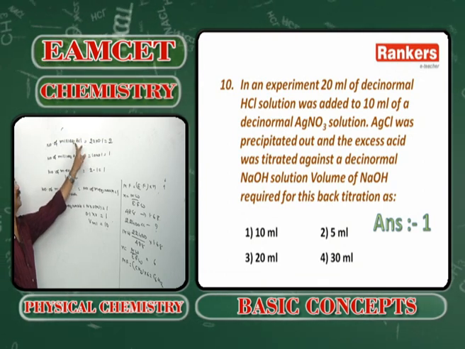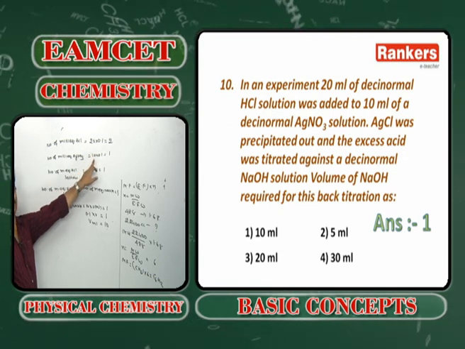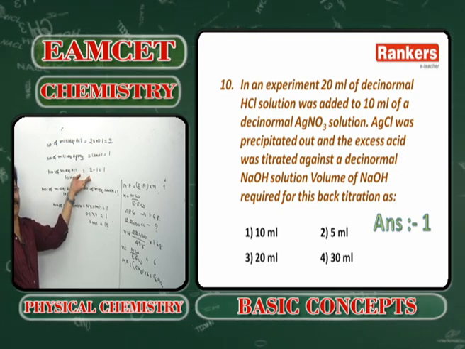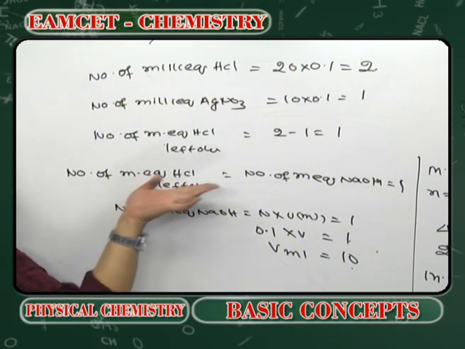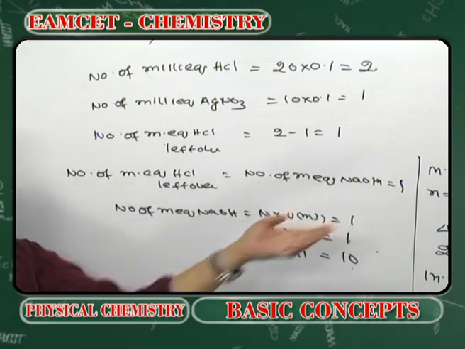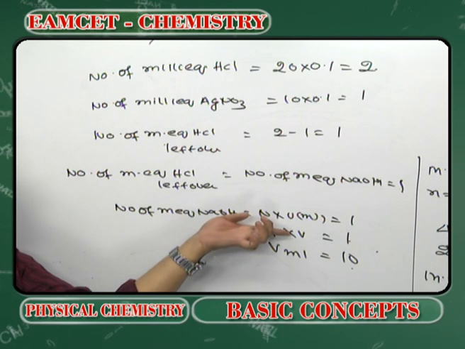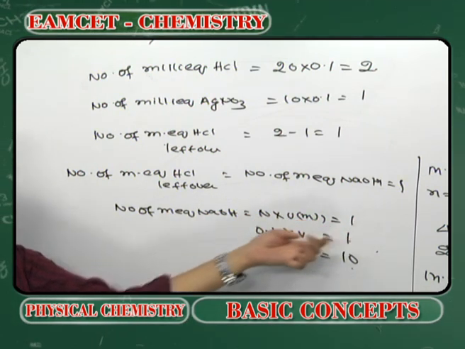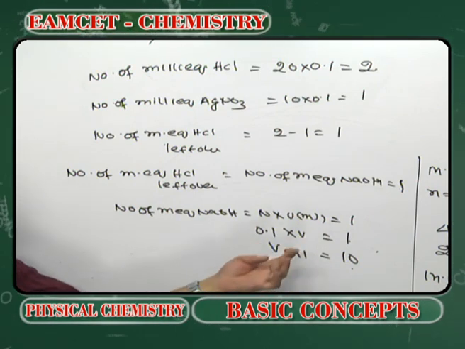The number of milliequivalents of HCl is 2. How much AgNO3 is used? 1 milliequivalent. Then how much HCl will be left over? 1 milliequivalent. 1 milliequivalent of HCl will require 1 milliequivalent of NaOH for neutralization. So the number of milliequivalents of NaOH, normality into volume in ml, must be equated to 1. So 0.1 into V, so the volume is 10.